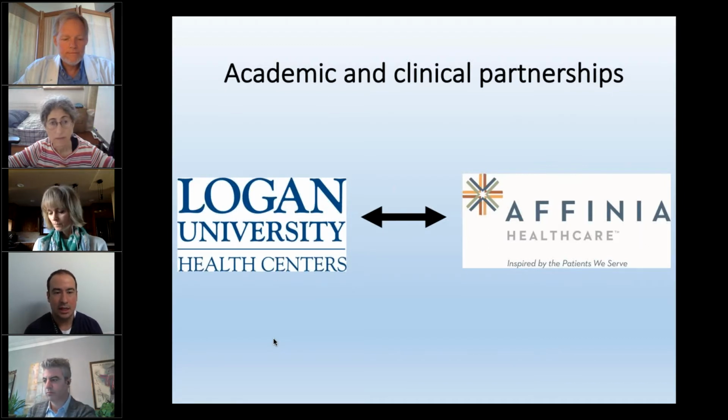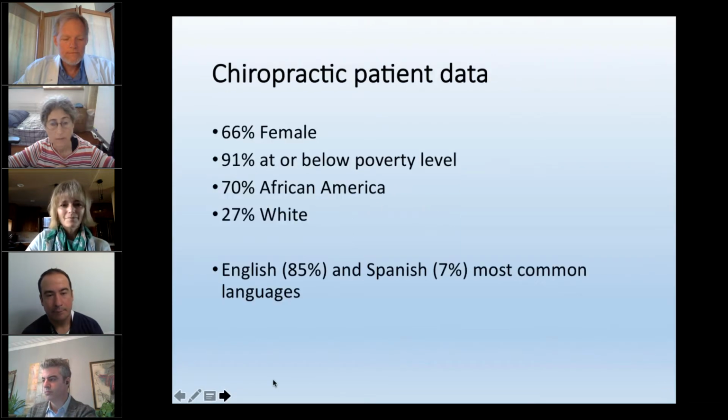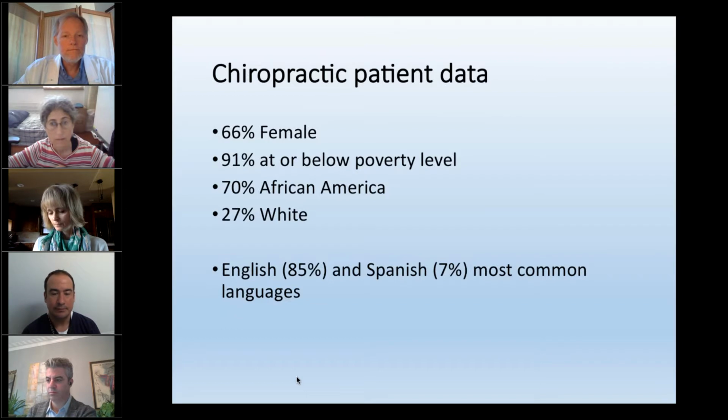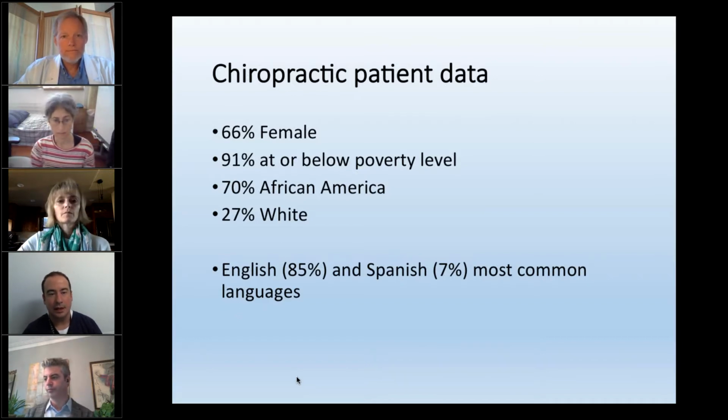If we can go to the next slide. I wanted to give a little bit of patient data on who we see within Affinia as chiropractors, and then maybe compare and contrast that to who the average chiropractic physician is seeing in private practice, just to illustrate that expanding these clinical opportunities for myself and my students will definitely go a long way to the betterment of the profession in general. So you can see some of the patients that we see here: 90% at or below the poverty level, 70% African American, and then diverse backgrounds, including Spanish and other languages spoken as well. These are the patients we're seeing within the Affinia healthcare system.